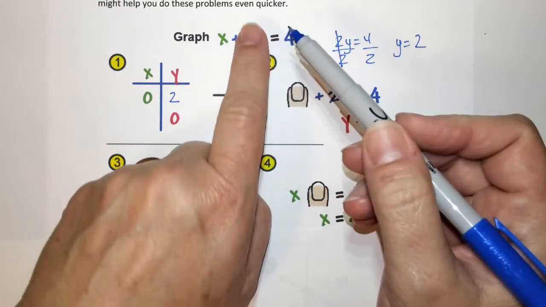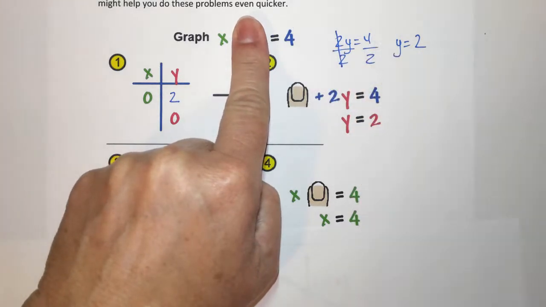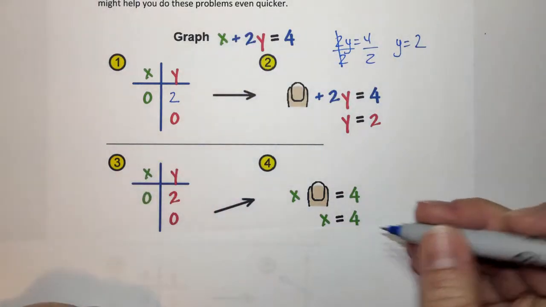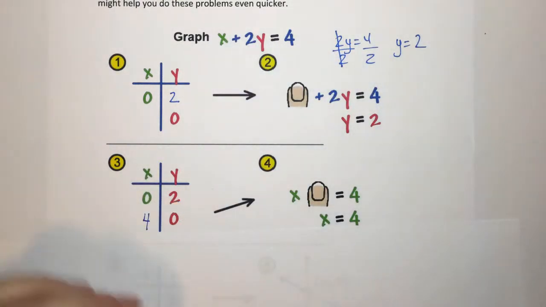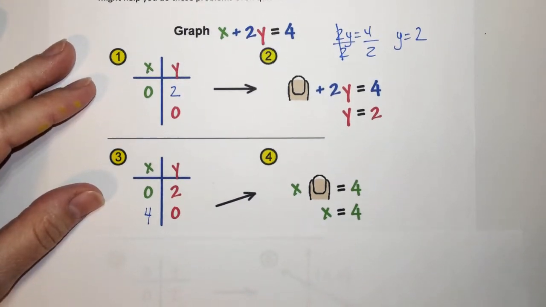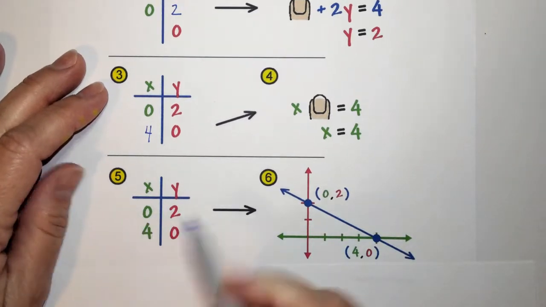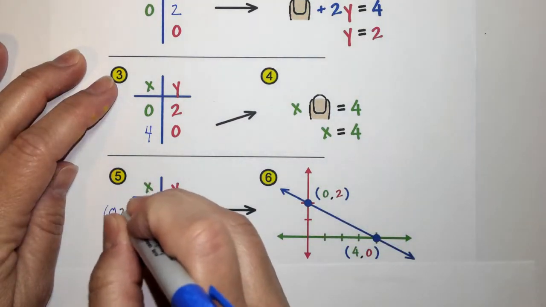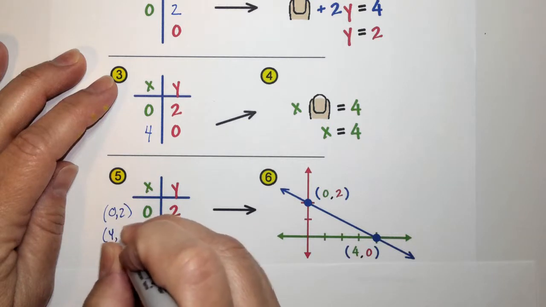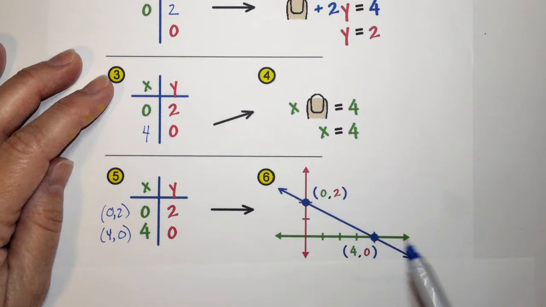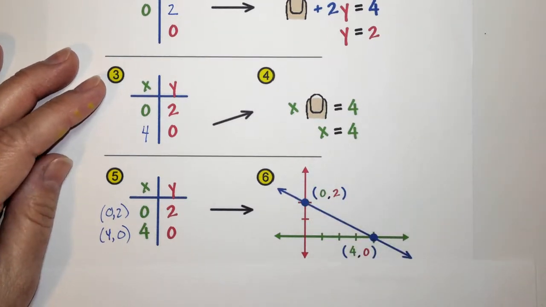So this entire variable is gone. I can ignore that. What is x? Look, no math is needed whatsoever. X equals 4. This is my second point, 4, comma 0. And the last step here is basically putting your 2 points, 0, comma 2, and 4, comma 0, on your coordinate plane. And here's point 0, comma 2. Here's point 4, comma 0. Draw a line to connect the dots.